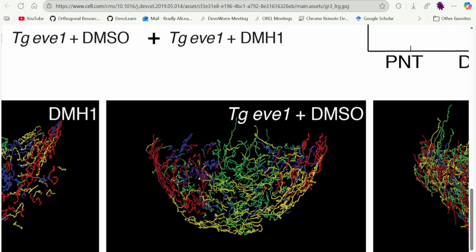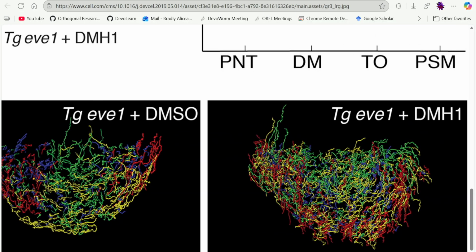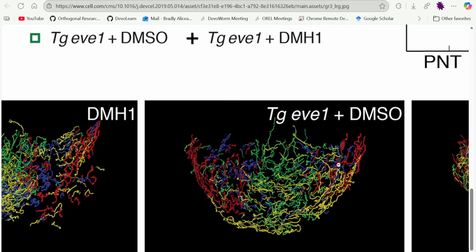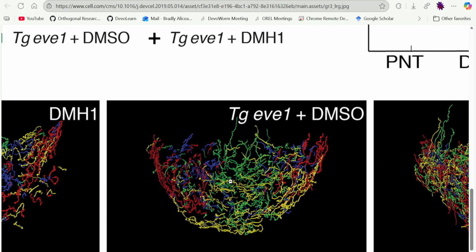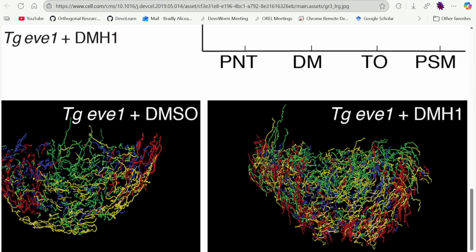It doesn't look so much like just the DMSO, but you get this difference in the tracks and their distribution. And then where it's really pronounced is in the trans-GV1 plus DMH1, where it kind of looks disorganized, and there are a lot more red tracks and blue tracks. And then you see some green tracks, but they're not really predominant.